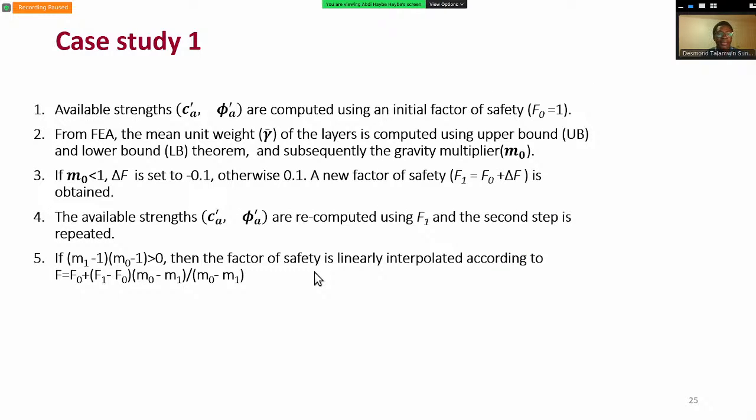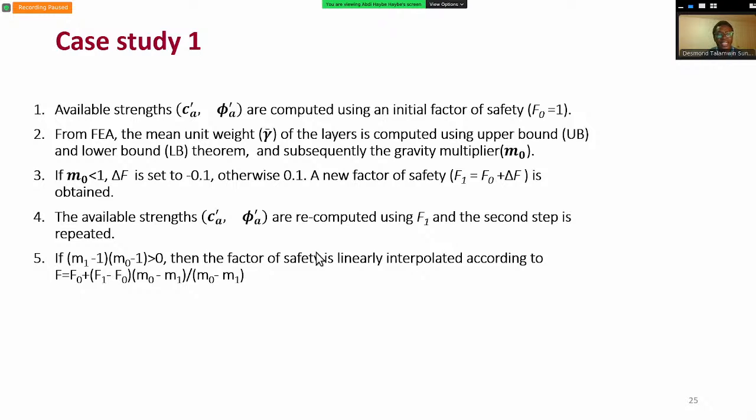Step 1, first we calculate the available strengths, c_A and phi_A. c_A is c over an initial factor of safety, which is F0, which is considered as 1. Then phi_A is equal to the tan inverse of tan phi over F0. Then from finite element analysis, the mean unit weight of the soil is computed using upper bound and lower bound theorems. Subsequently, a gravity multiplier M0 is computed.